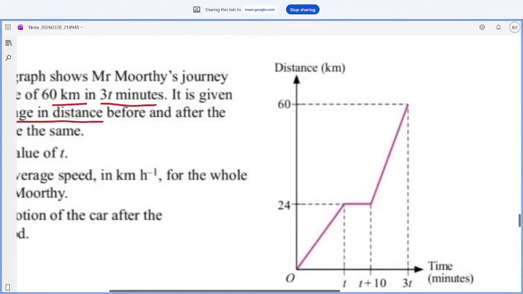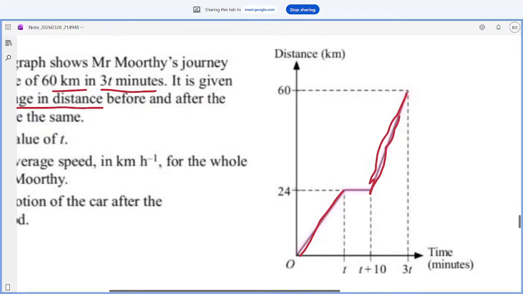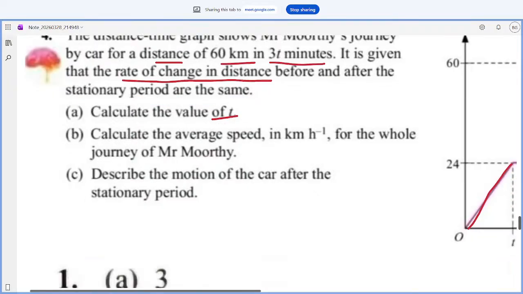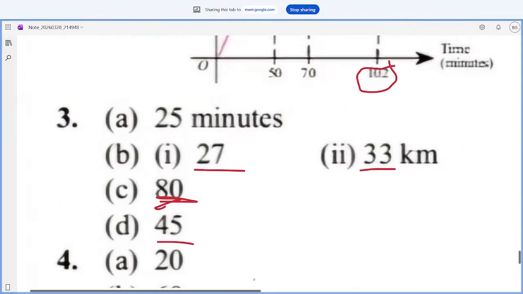So before is here, sebelum. After, selepas is here. So dia kata dua-dua ni sama kecerunan. So same step lah guys. 24 minus 0 over t is equal to 60 minus 24 over 3t minus t plus 10. And then you guys solve to find the t value. Okay, so this is the answer. You should get t is 20.